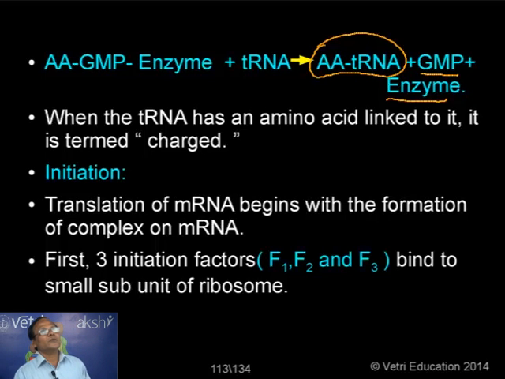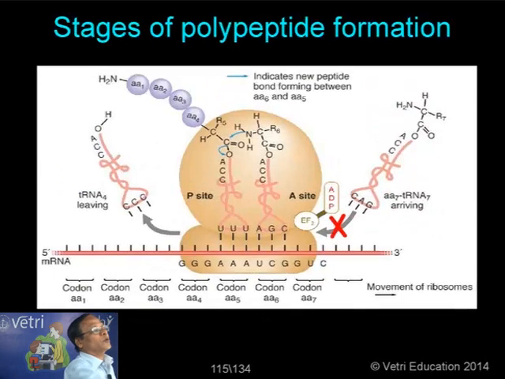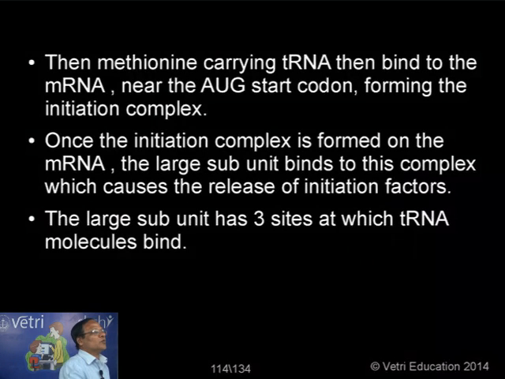Once the amino acid has been linked to the tRNA, it is called the charged tRNA. Without an amino acid it is called empty tRNA. With an amino acid it is called charged tRNA. So this is what we have with reference to the same picture. I'll tell more about it later, once again, after completing that.